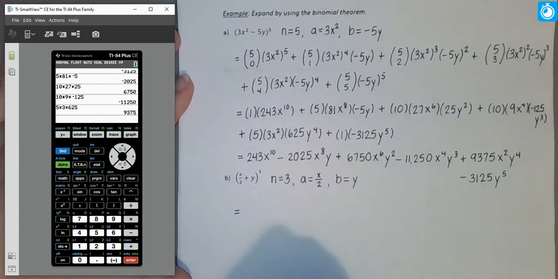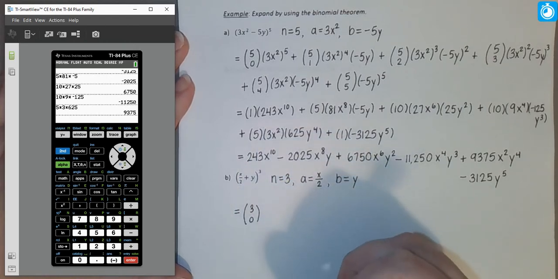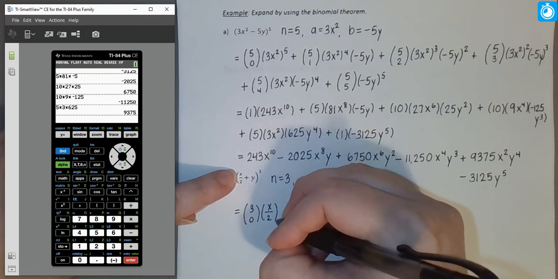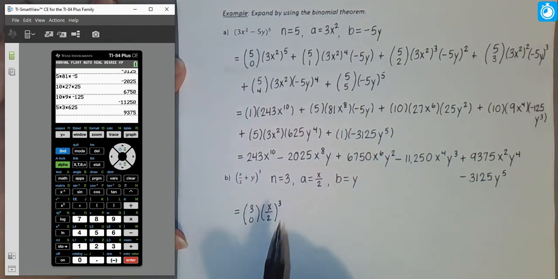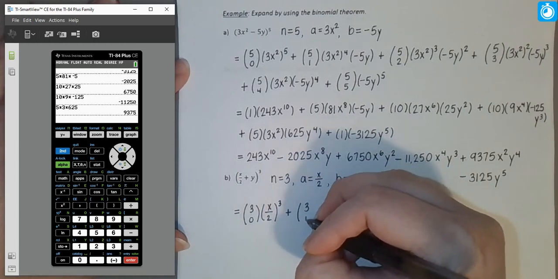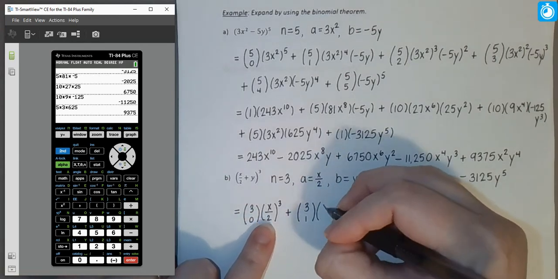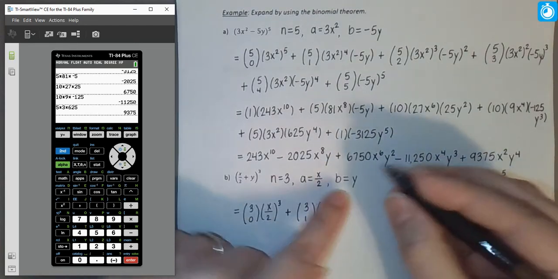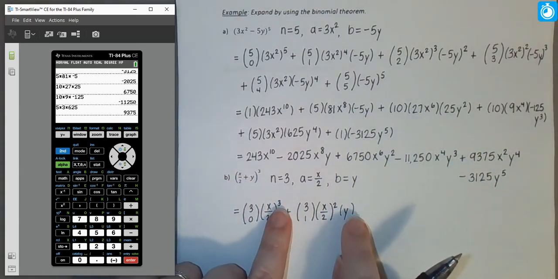So let's write out our coefficients first. So our first coefficient is going to be 3 choose 0, and then we're going to take a, which is x over 2, and raise it to the power of n, which will be cubed. And then b does not appear, so it's b to the 0 power currently. Okay, plus 3 choose 1. Now decrease the exponent on a, so x over 2 squared, and then increase the exponent on b, which means it suddenly appears. So to the first power, this was 0 power, this is the first power.